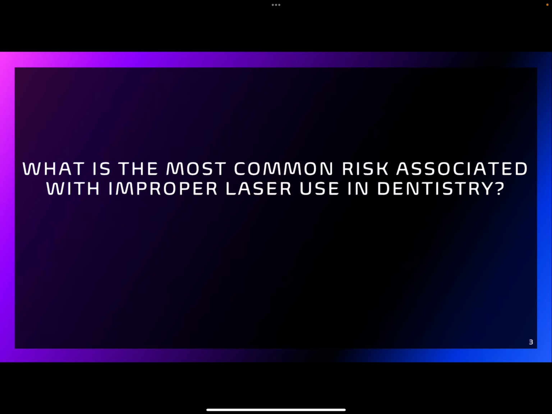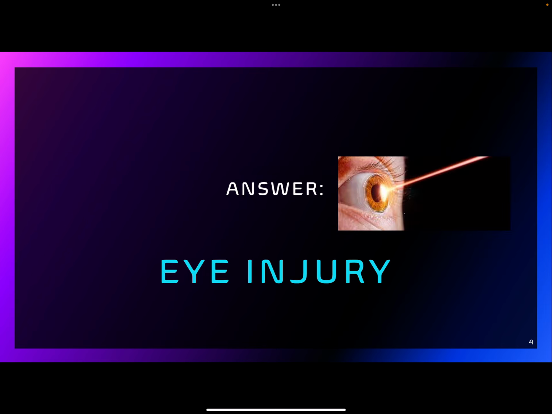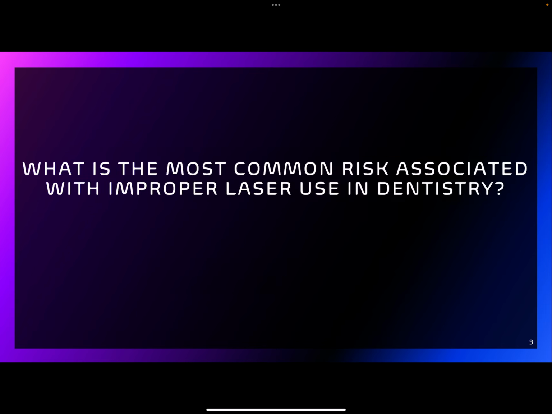So we're going to start off with the question. What is the most common risk associated with improper laser use in dentistry? I'll give you a second to think about it and kind of collect your answer. But the answer is eye injury. Eye injury is the most common risk associated with improper laser use in dentistry.